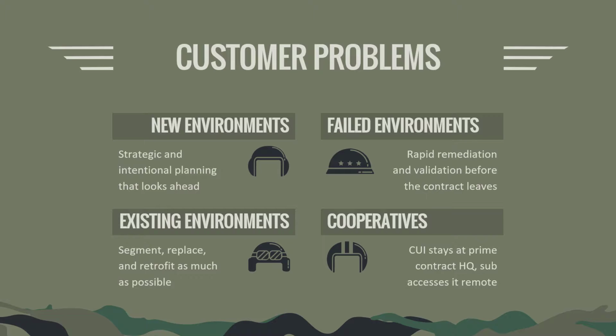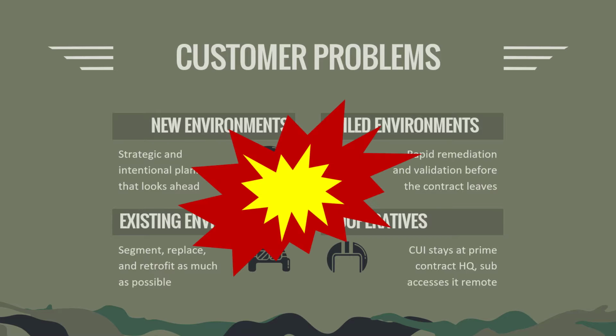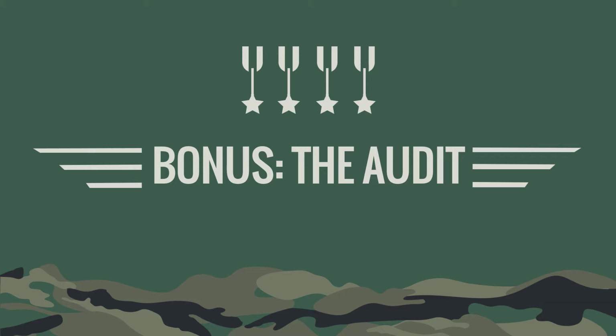And then there's such a thing as cooperative. So there are certain contracts that could be fulfilled with the CUI staying at the prime contractor's location and the subprime contractors accessing it there. It's probably going to be horribly inefficient to do that, but that is something that could potentially happen. But you know what? If you're in one of these environments and you can't fix the problems, you get the bang. Now a little bonus, I want to talk about the CMMC audit.